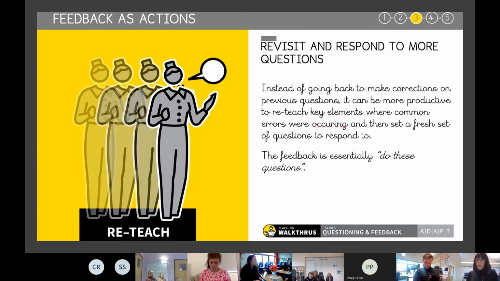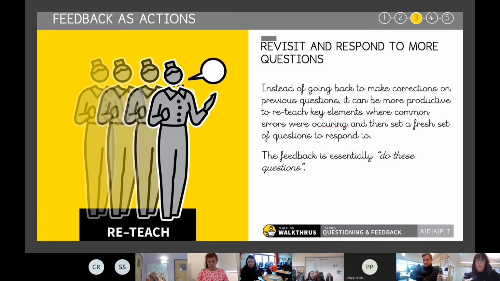with our different types of questioning. All the different question strategies that we learned, our cold calling, our think, pair, share, this is the real time that we can use that and make the most of the feedback. So, revisiting and responding to more questions. Instead of going back to make corrections on previous questions, it can be more productive to reteach key elements where common errors were occurring and then set a fresh set of questions to respond to. This feedback is essentially: do these questions.